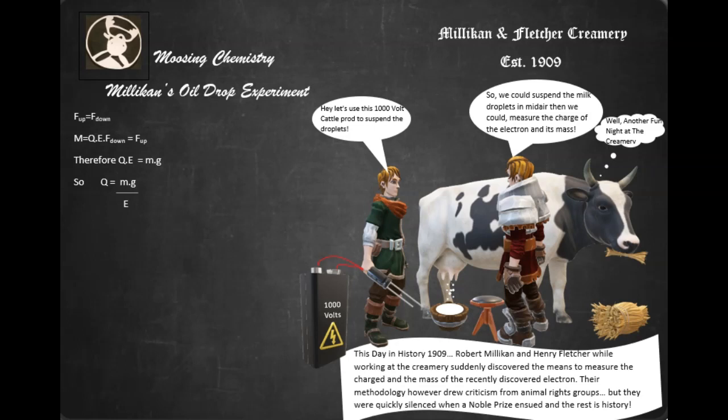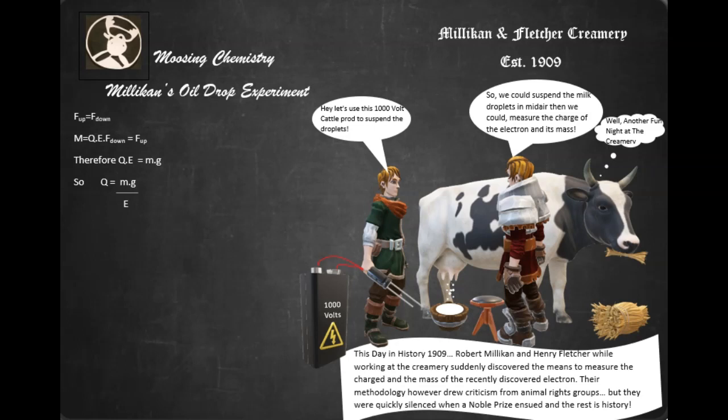So what is Millikan's oil drop experiment? The oil drop experiment was an experiment which measured the charge of an electron. J.J. Thomson discovered the electron in 1897 and found the electron to be negatively charged. But no one knew until Millikan's oil drop experiment what that exact electrical charge was.